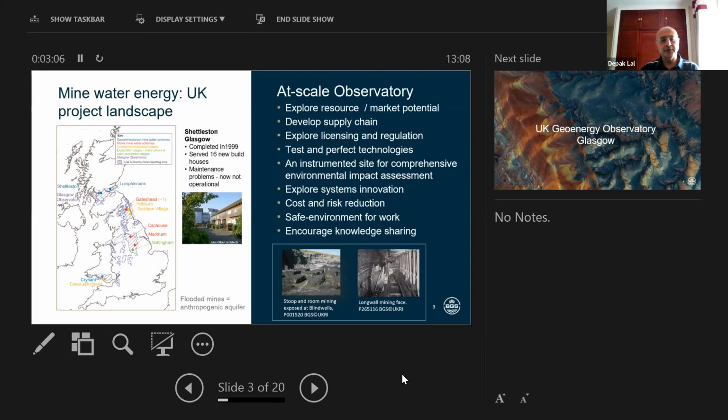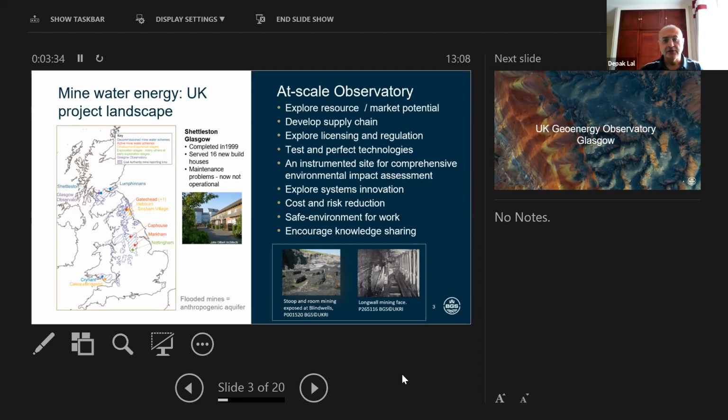What you've got there at the bottom here are two photographs which I find interesting. I'm hoping you're going to find them interesting as well. And not all coal mines are the same. On the left-hand side, you can see an excavated mine which used a stoop and room mining technique, where basically pillars of coal and rock were left behind, and in between these pillars, coal was extracted. Not very pleasant working conditions, people on their hands and knees extracting coal.